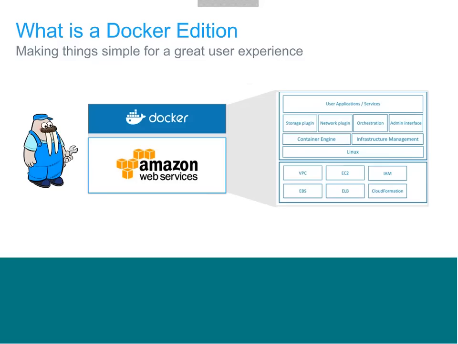So the diagram shows Docker running on top of Amazon Web Services, trying to manage all the details of configuring Amazon correctly to run Docker.